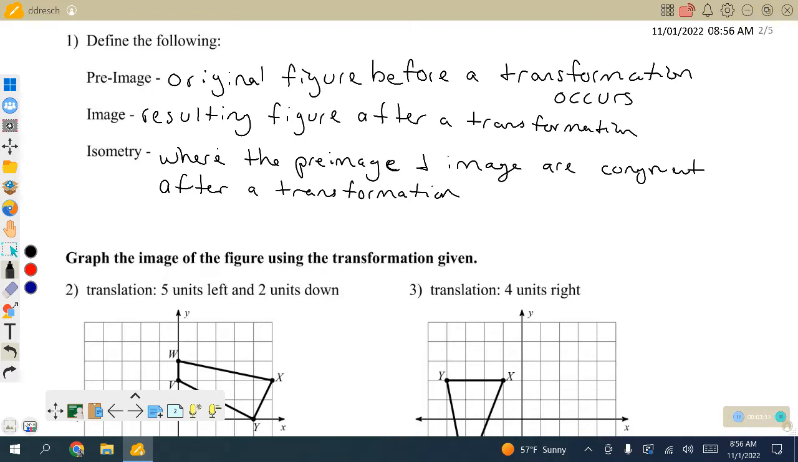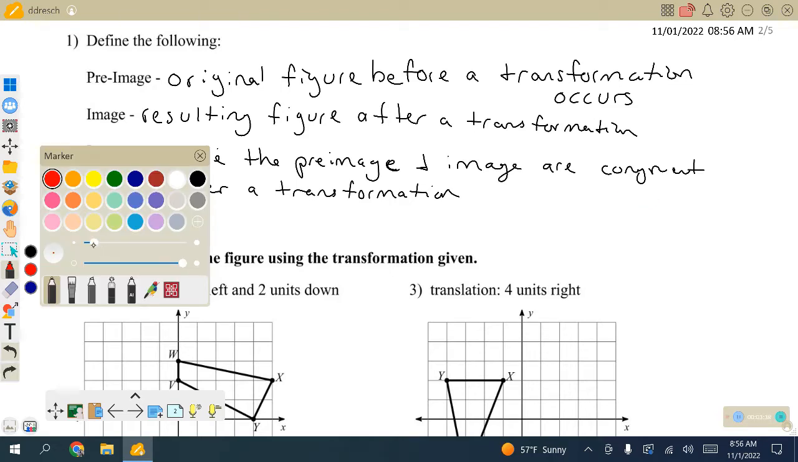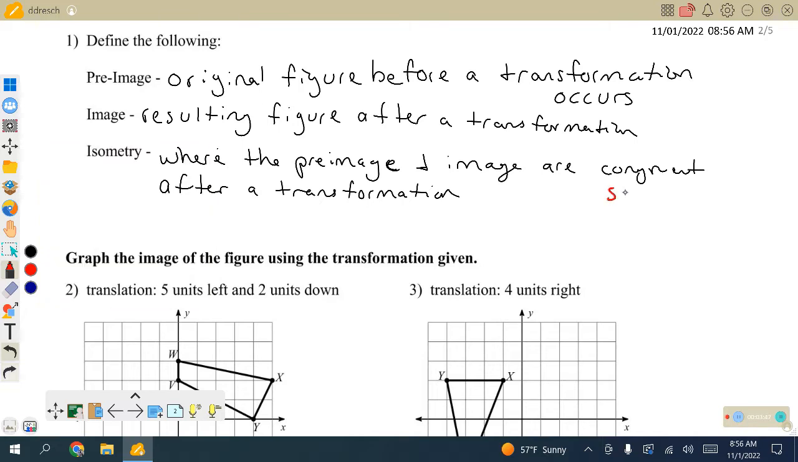With an isometry, when a transformation occurs, if it's not the same shape and same size, that's not congruence. Congruence is, let's put this off to the side here, same shape and same size. Again, that's a congruence. If that's not happening, then it's not considered to be an isometry.